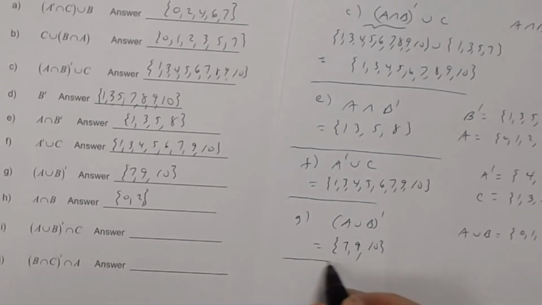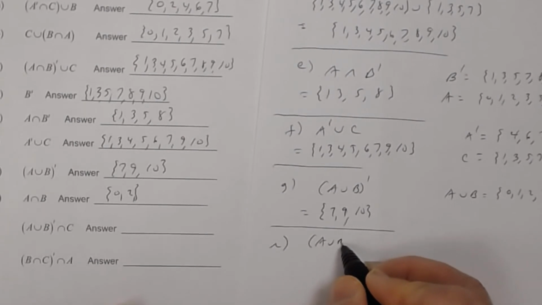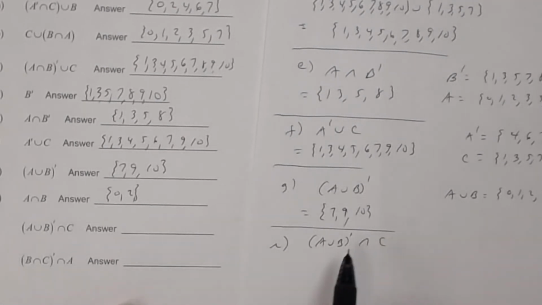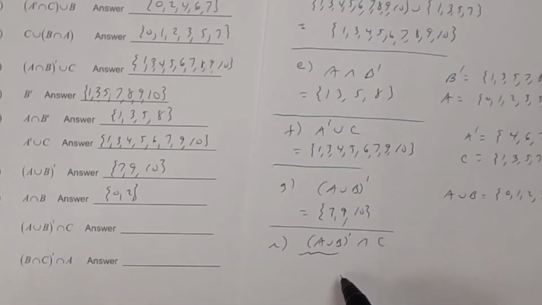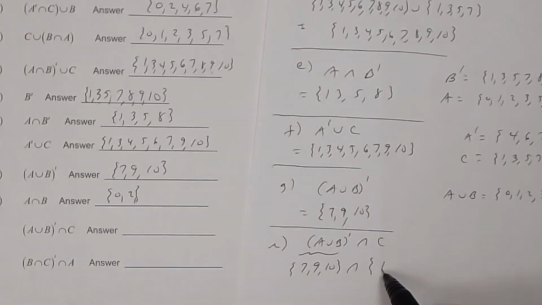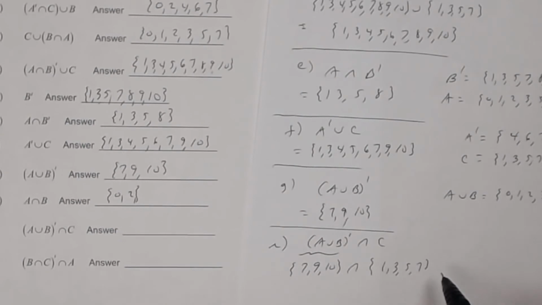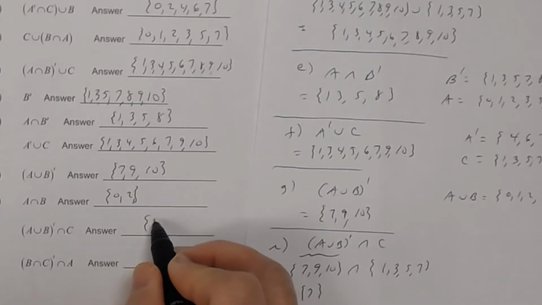All right, let's look at I. I have A union B complement intersect C. I already found A union B complement. That was this one right here. So I'm just going to put that right here. A union B complement is 7, 9, and 10. I'm going to intersect that with C, and C, remember, consists of 1, 3, 5, and 7. And so the intersection would be just 7. That's it, just 7. Okay, that goes here.